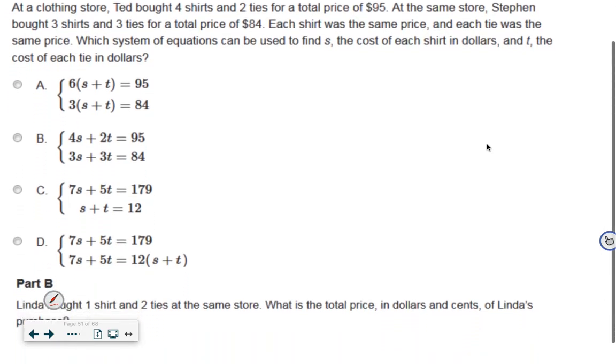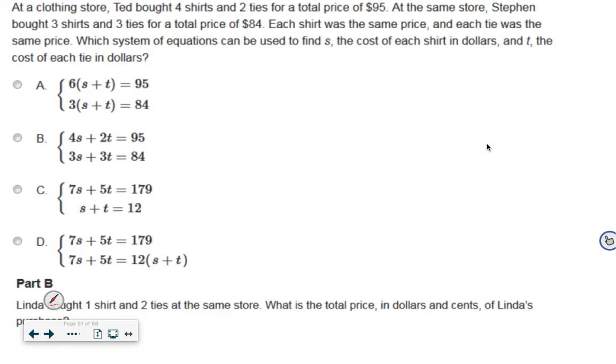At a clothing store, Ted bought 4 shirts and 2 ties for a total price of $95. At the same store, Stephen bought 3 shirts and 3 ties for a total price of $84. Each shirt was the same price and each tie was the same price. Which system of equations can be used to find S, the cost of each shirt in dollars, and T, the cost of each tie in dollars?